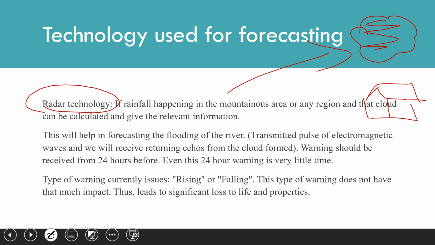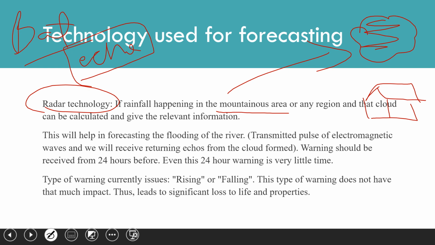So what is radar technology? This technology tells if there will be too much rainfall in a mountainous area or any region in the coming 1 day or 2 days, within 24 hours. It will calculate through the cloud accumulating over the regions and tell that. It does something like echoes. If you have heard of the bat, in Hindi that is chamgadar. The bat gets its direction to move through echo sound, producing echo.